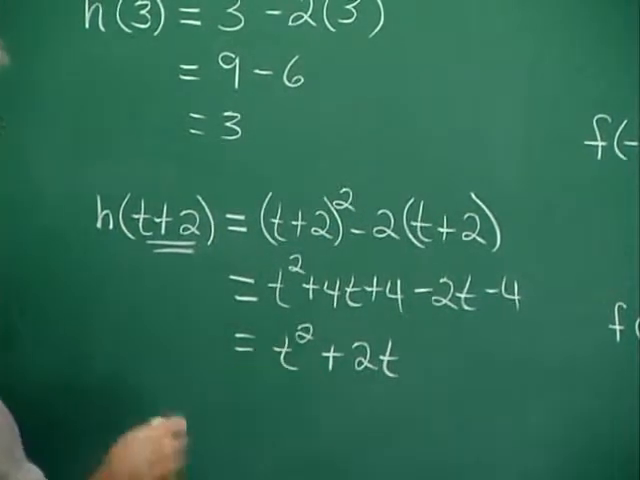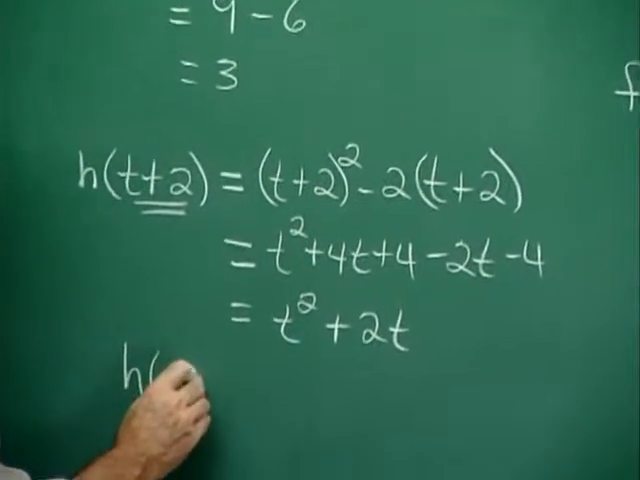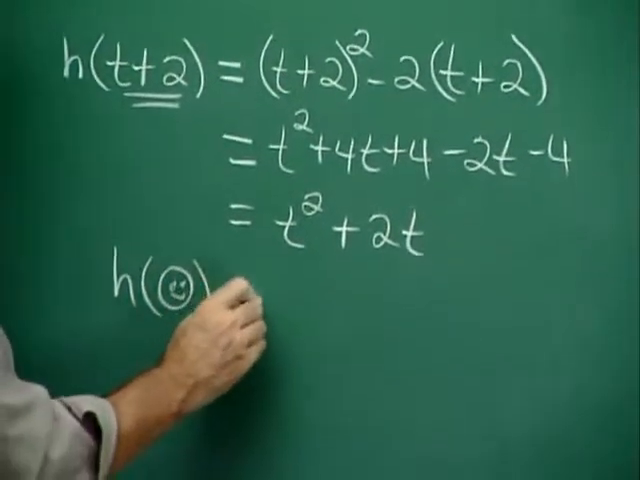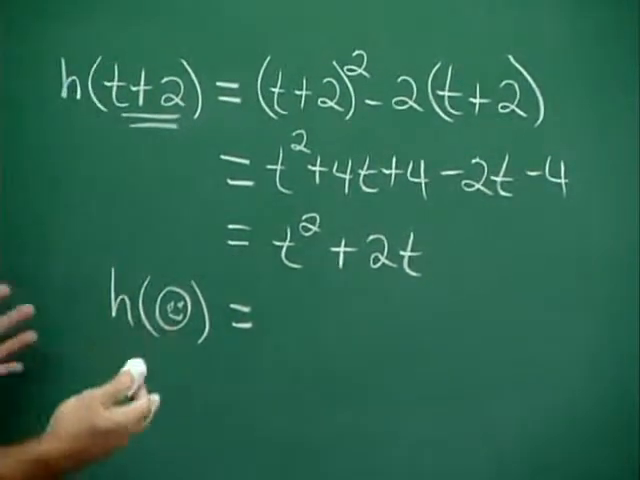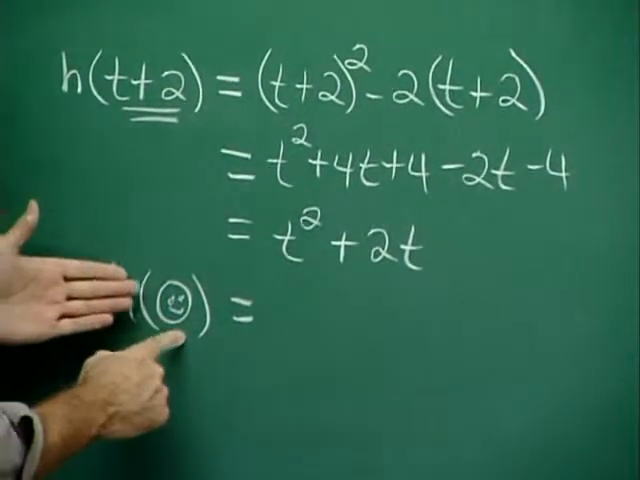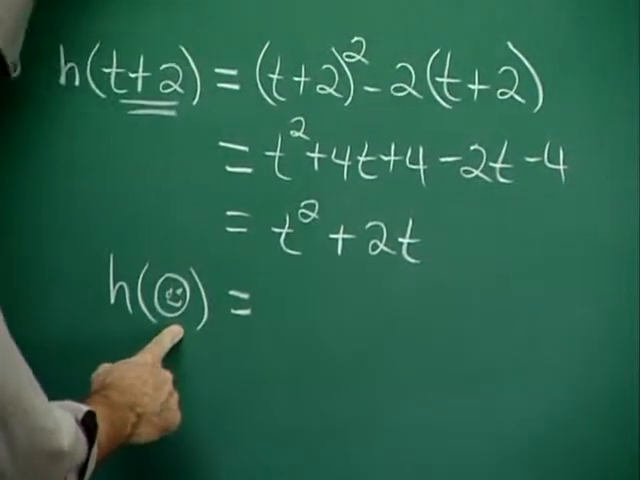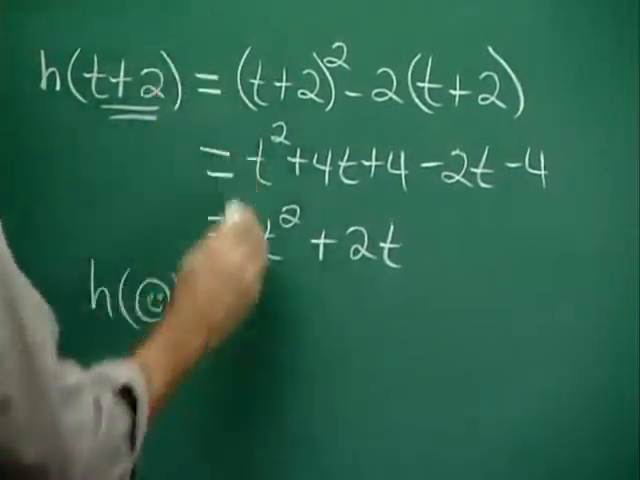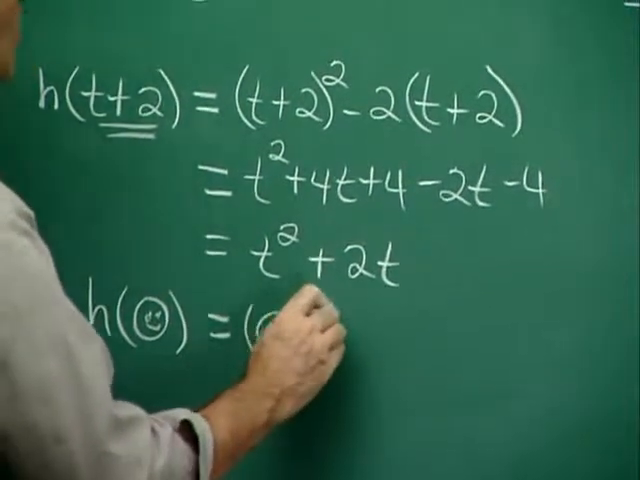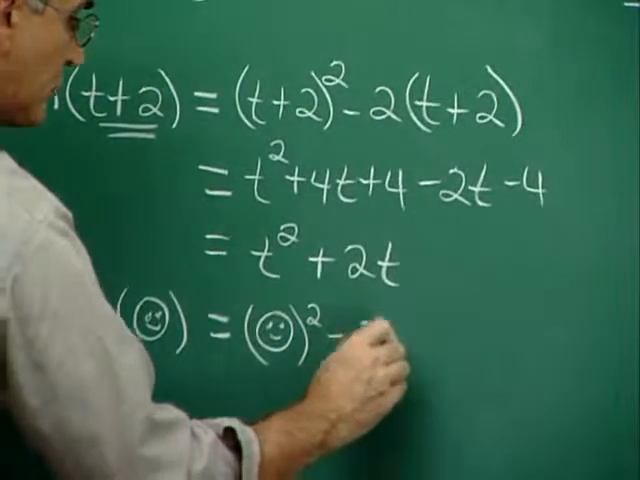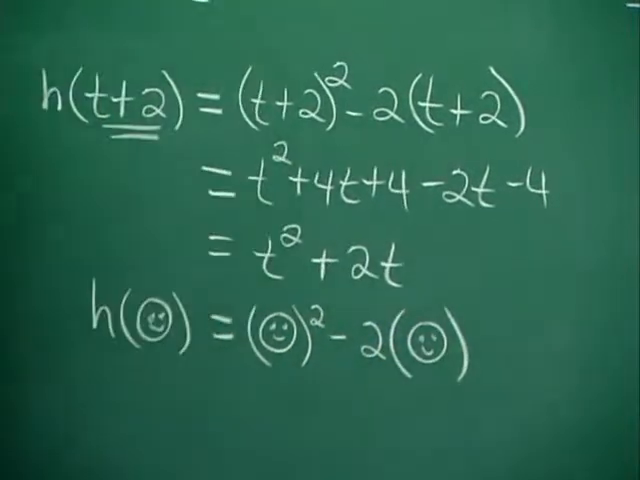Here's another one. What if I requested h of, let's say, happy face. Now here we have to think of this as a blind replacement. We're blindly replacing t with the happy face. So it would end up being, we have t squared minus 2t, so it's happy face squared minus 2 times happy face. There we go.